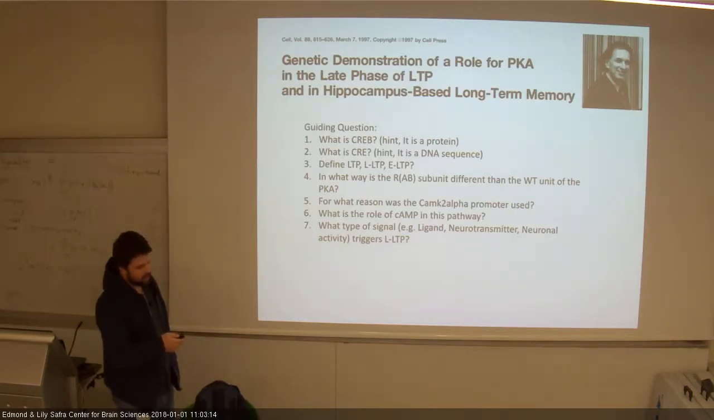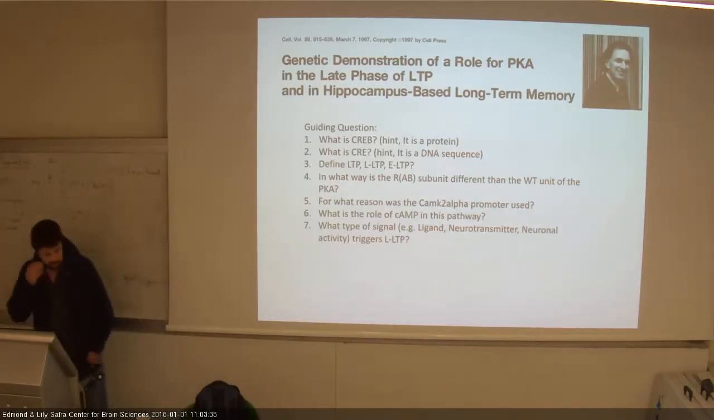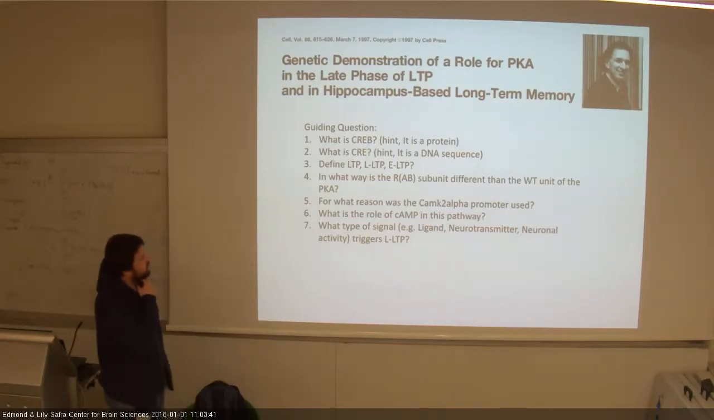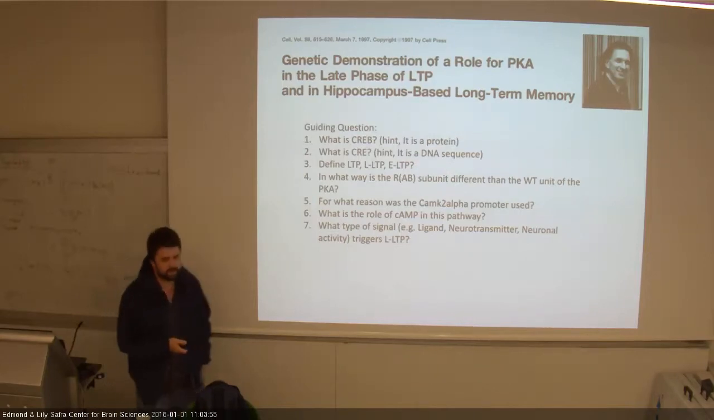So I gave you guiding questions for this paper. First, what is CREB? Can someone tell me? Let's start from CRE. What is CRE? I gave you a hint, which is a DNA sequence. So what is it? It's a gene? No, CRE is not a gene. It's short for cyclic AMP response element, which is a DNA sequence, but it's not a gene.